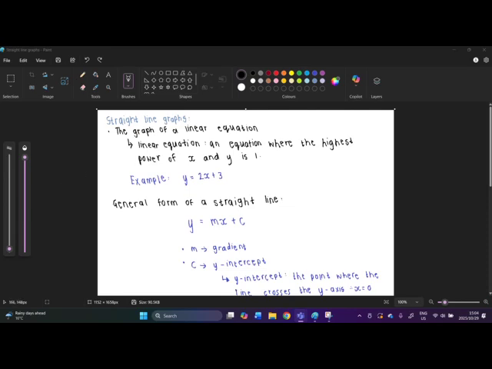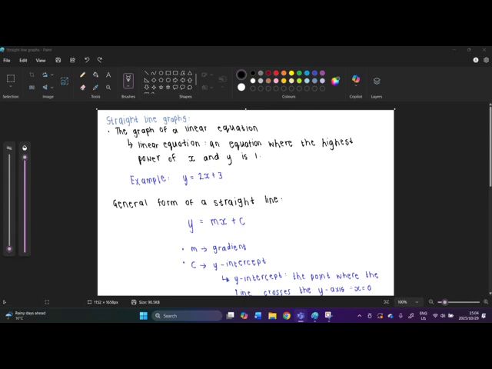Okay, so straight line graphs. Basically this is the graph of a linear equation. A linear equation is an equation where the highest power of x and y is 1. So you won't have x squared, y squared, x cubed, etc. It'll just be x or y. That's how you know it's a linear equation, and that's how you know it's definitely a straight line. For example, y equals 2x plus 3 is a linear equation because x and y have a power of 1, right?